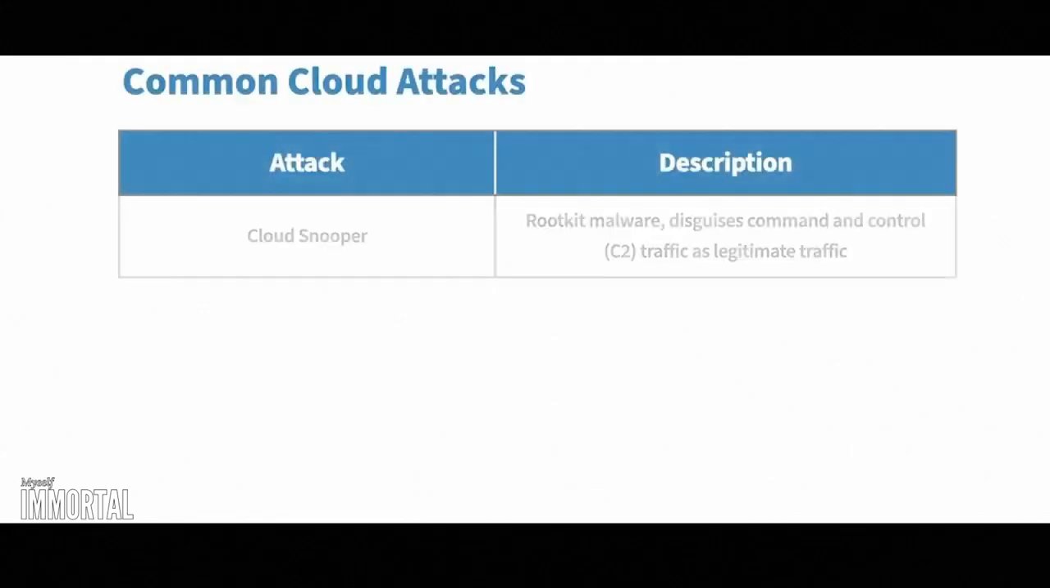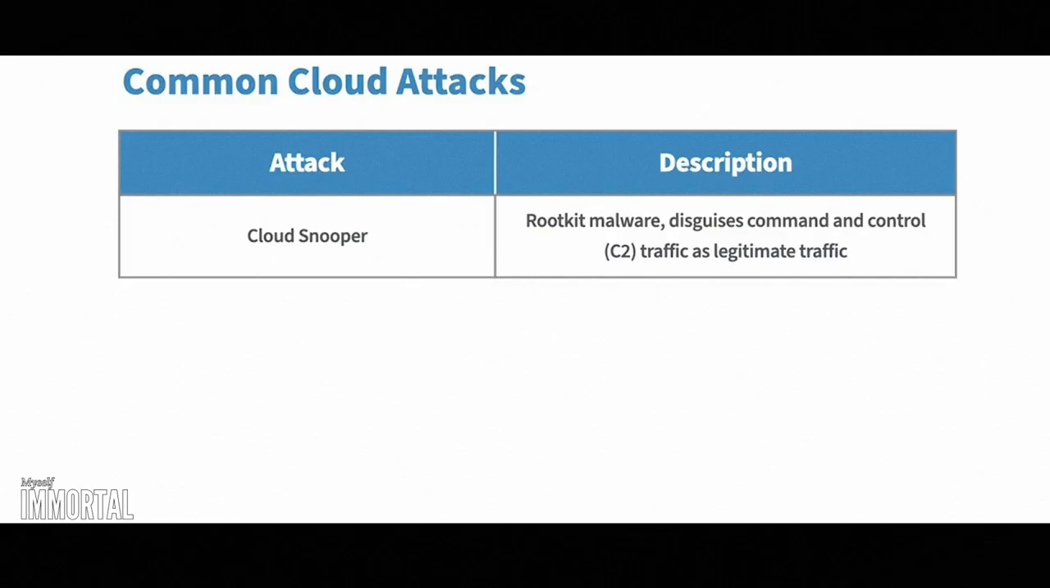Other common cloud attacks would include things like cloud snooper attacks. Often this happens because we have a rootkit infection on something running in the cloud, like a Linux virtual machine, which would allow attackers to get into that environment because they've got an infected host. Well, yeah, okay, but what does that mean exactly? Well, what it means is that the attacker will have somehow tricked a user into installing rootkit malware on a virtual machine in the cloud.